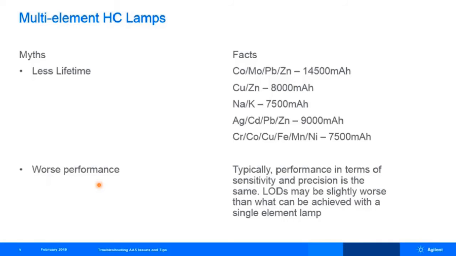What about performance? Again, there's a misconception that multi-element lamps will give worse performance. But what we see is that when the lamp is operated at the recommended current for the multi-element lamp, the sensitivity achieved with the multi-element lamp is about the same as that which you get with a single element lamp. You may see a slight degradation in the detection limit that's achieved, but that change is relatively small. So again, you can see the concerns about poor performance of a multi-element lamp is also a myth.